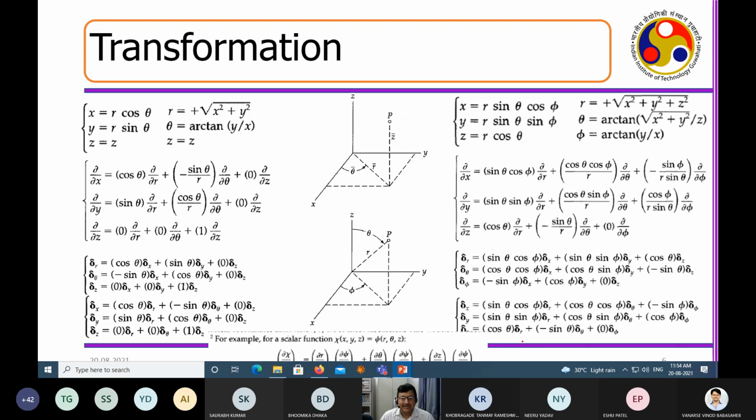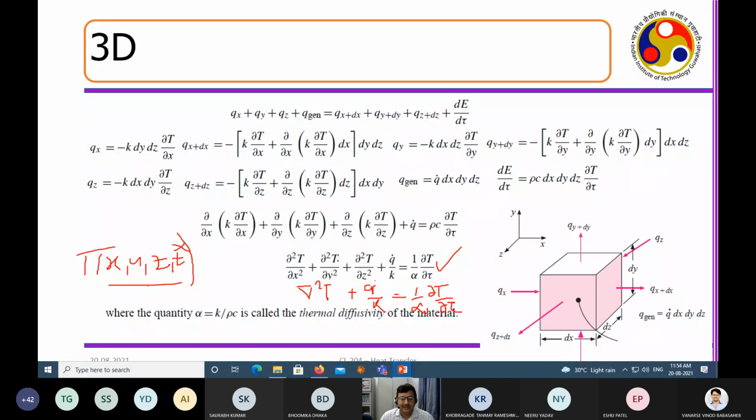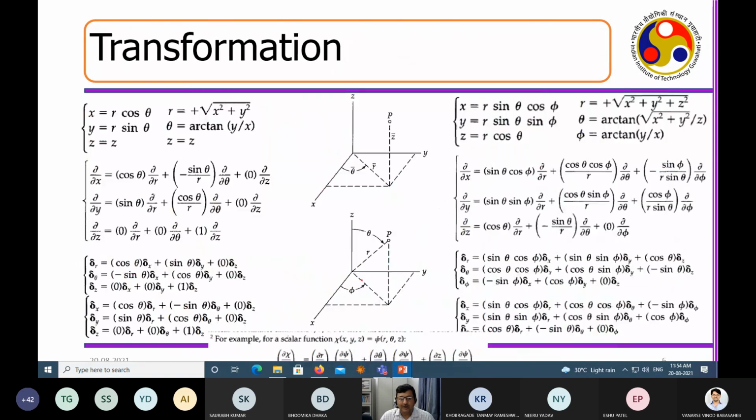Suppose you know this is del square T by del X square, del square T by del Y square, del square T by del Z square. How do you transform this to a cylindrical coordinate system? What you do is, first you define a coordinate system. You just remember this coordinate system. The rest will be straightforward, as straightforward as this.